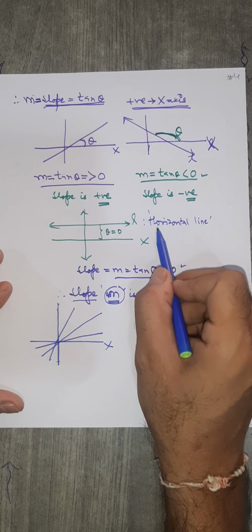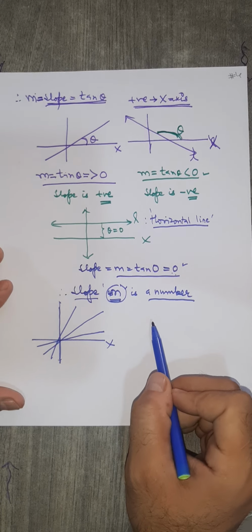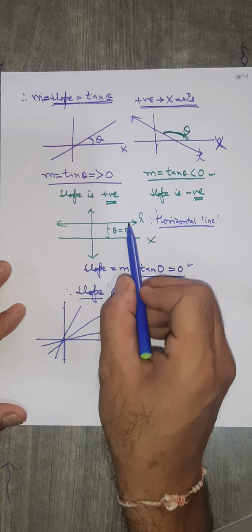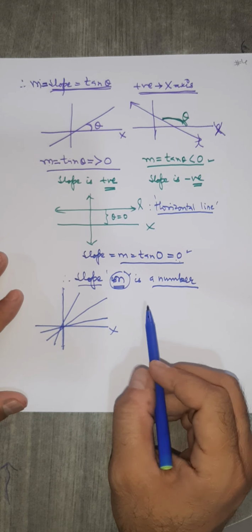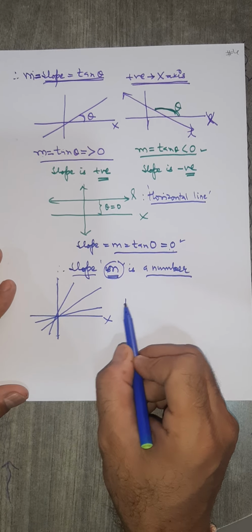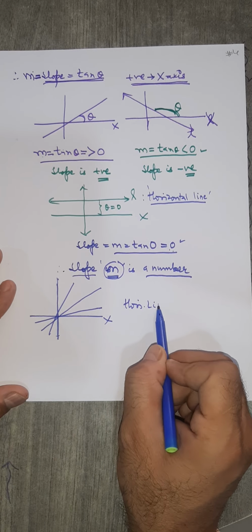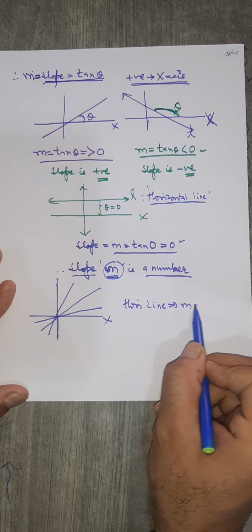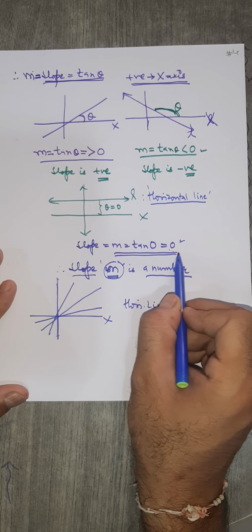What does slope represent? Inclination. Here there is no inclination with the ground, you see. So the slope is 0 here. So for a horizontal line, the slope m is 0, as I explained here.